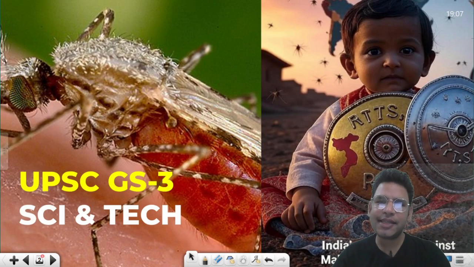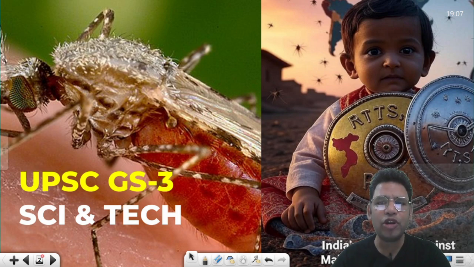Every 2 minutes, somewhere in the world, a child dies of malaria, a disease as old as human history, yet still claiming hundreds of thousands of lives each year. In India, we have made remarkable progress, cutting malaria cases by more than half in the last decade, but the clock is ticking. Our goal is to eliminate malaria entirely by 2030.